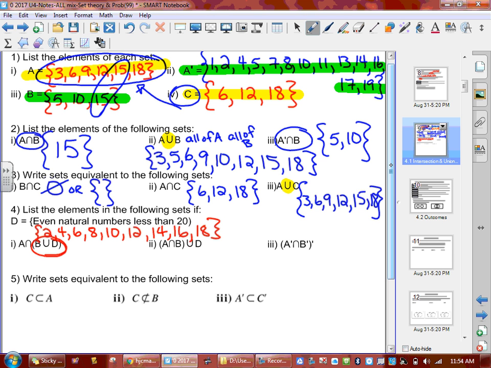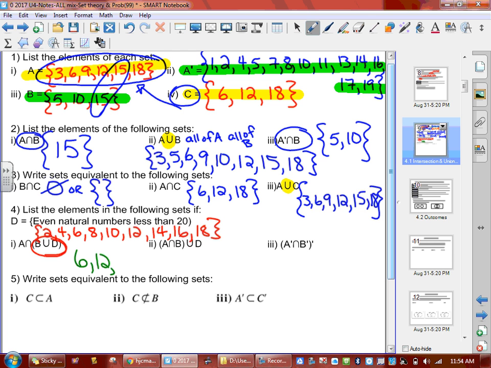No, so I'm not going to use the 3. Is there a 6 in set B or D? Yes, so I'm going to use a 6. Is there anything 9 with set B or D? Is there a 12 with set B or D?